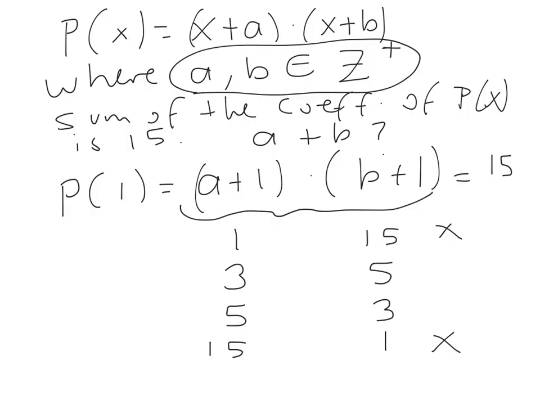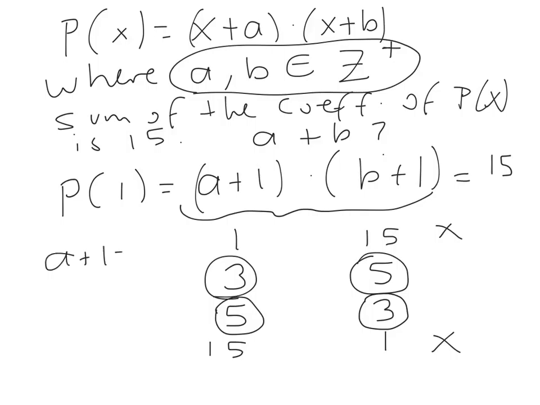So either a + 1 equals 3 and b + 1 equals 5, or a + 1 equals 5 and b + 1 equals 3. So if a + 1 equals 3, then a equals 2, and if b + 1 equals 5, b equals 4.